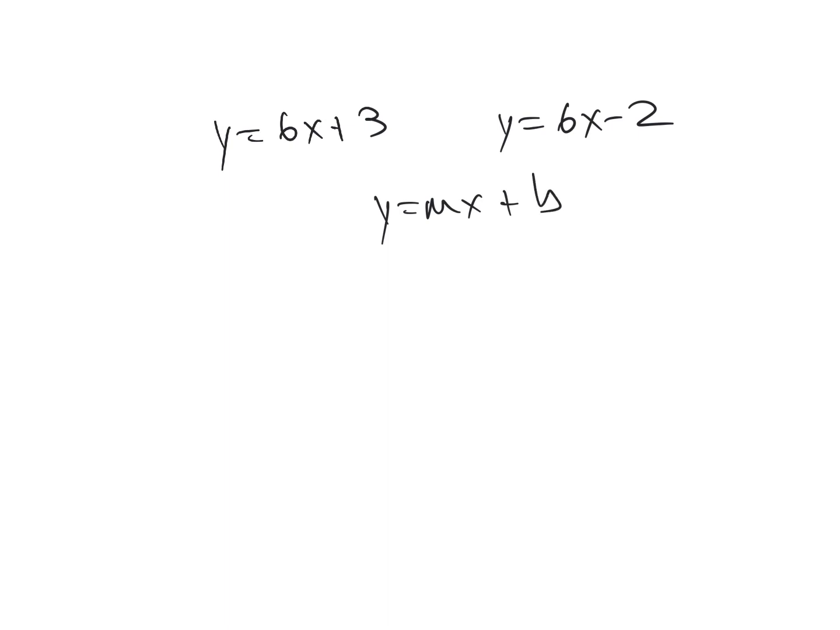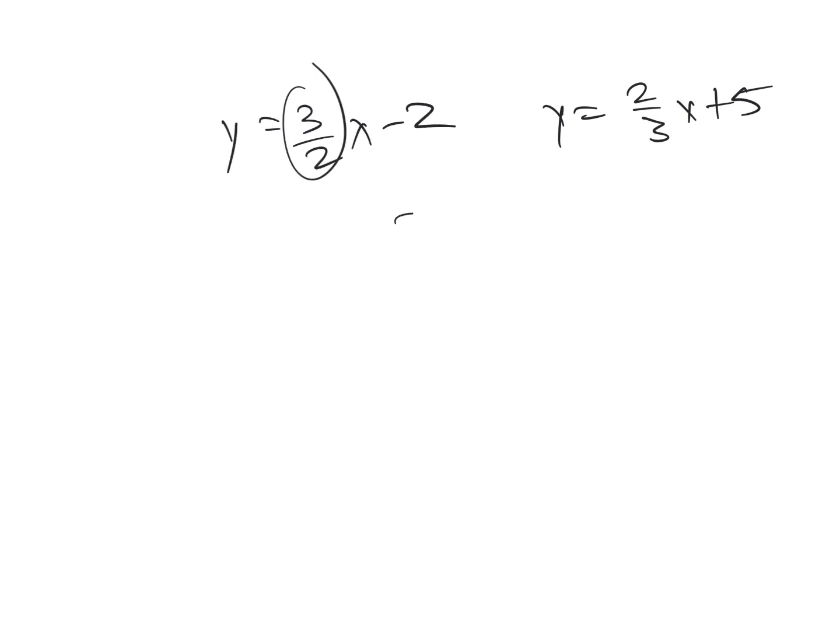Let's do this. y equals 6x plus 3 and y equals 6x minus 2. Are they parallel, perpendicular, or neither? First thing you do always is make sure your equations are in slope-intercept form, y equals mx plus b, because all you're interested in is the slope. Well, they're both solved for y, so they're in slope-intercept form. That's 6 and that's 6, so these are parallel.